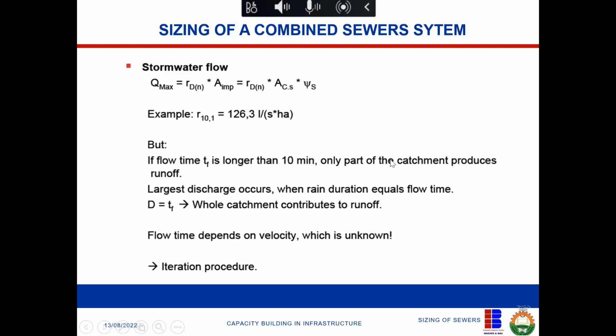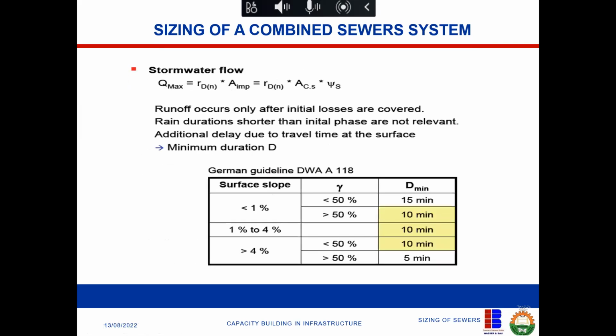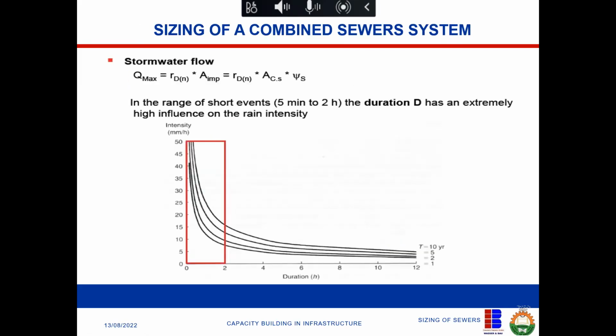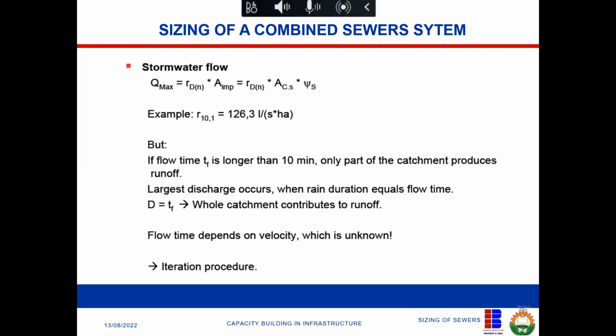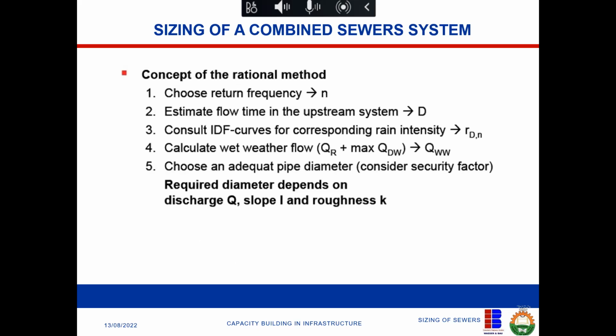So if you go to the chart and read off this frequency duration curve, you're going to get 126. Let's just assume this is 156, which is the R, at 10 years return period. It says if flow time is longer than 10 minutes, only part of the catchment contributes runoff. I don't want to confuse you with this. What this means is that flow time is important: how long will it take the water to flow from the beginning of the catchment to the area of concern or to the outfall?